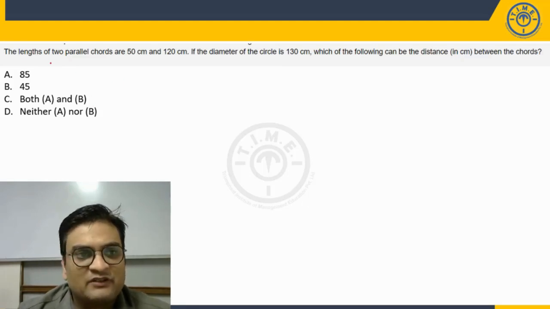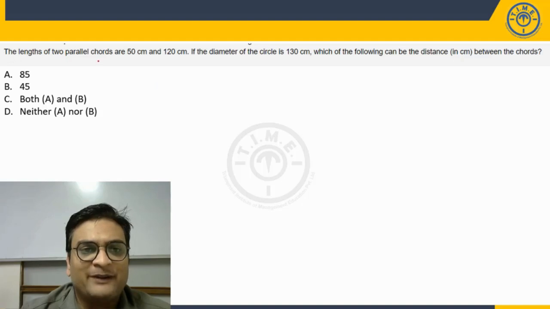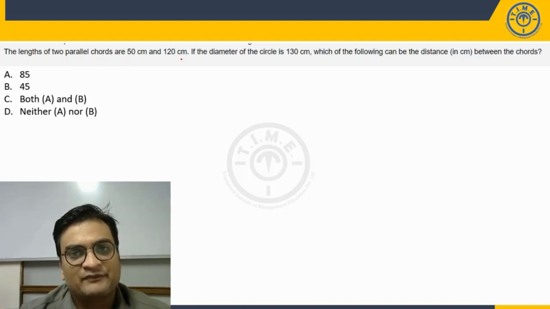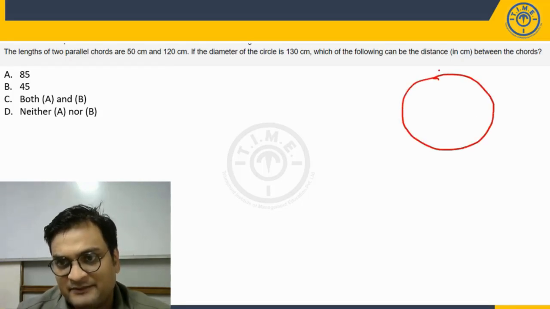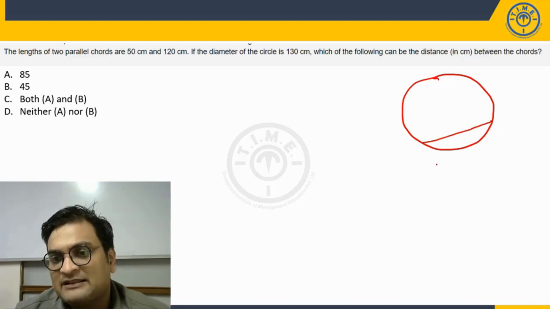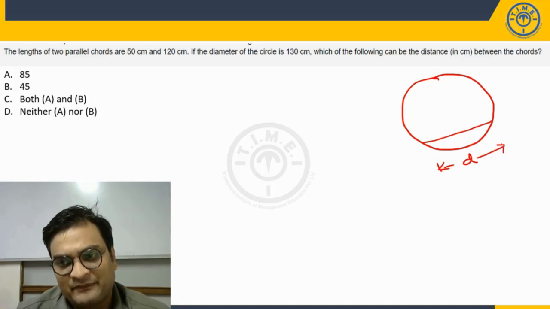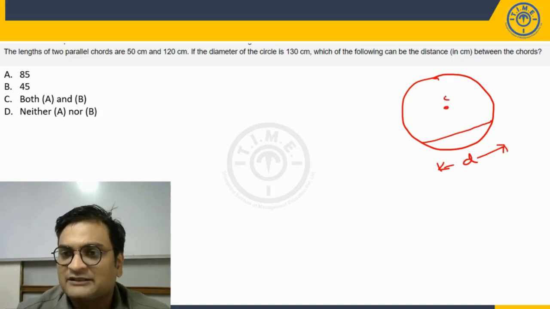Okay, let's start. So it says the lengths of two parallel chords are 50 centimeters and 120 centimeters. So there's one property that we have before we begin with the question itself. Let me just share that. So if you take a circle, you take a chord, let's say length of the chord is some d, center of the circle, let's say the radius is some r.